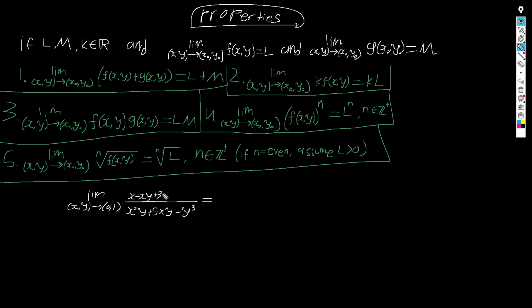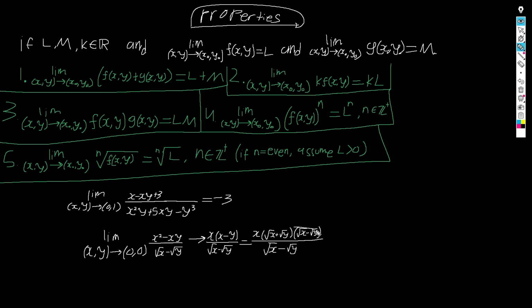So for example, this limit here, we can just substitute (0,1) for (x,y) to get us 3 minus 1, Hmm, so just negative 3. And for this one, we actually can't just do direct substitution because the denominator would be 0, so we need to do some algebra. Here I've just factored it out, and plugging (0,0) in for this, we just get 0.